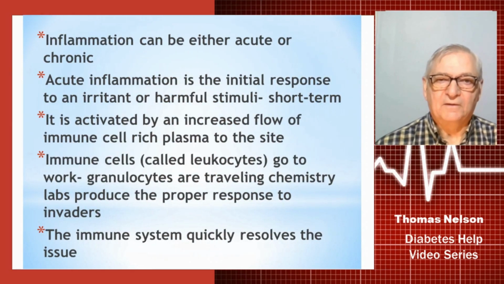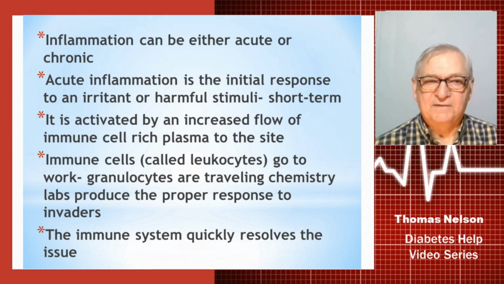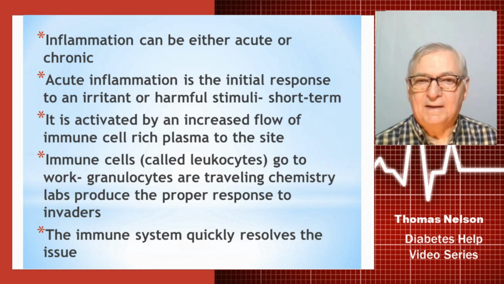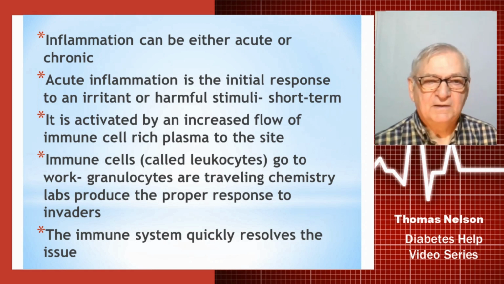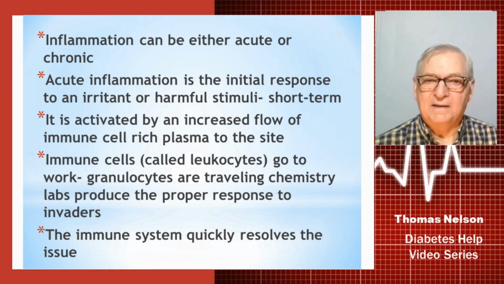Inflammation can be either acute or chronic, as I mentioned. Acute inflammation is that initial response to an irritant or a harmful stimuli, and it's always short term. But you have acute inflammation going on all the time, where your body's just getting rid of invaders without any real fuss. It usually happens fairly quickly. It is usually activated by an increased flow of immune cell-rich plasma to the place where that irritant or injury has occurred, and that's what causes the swelling. And the heat is caused by the excess amount of blood that is there.